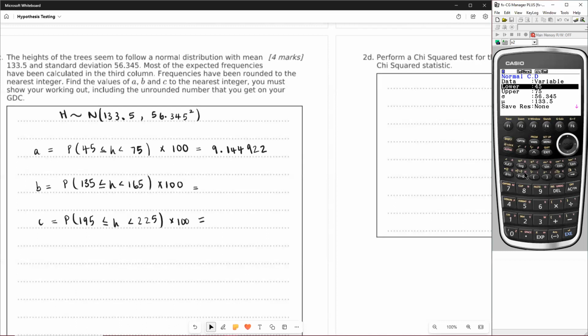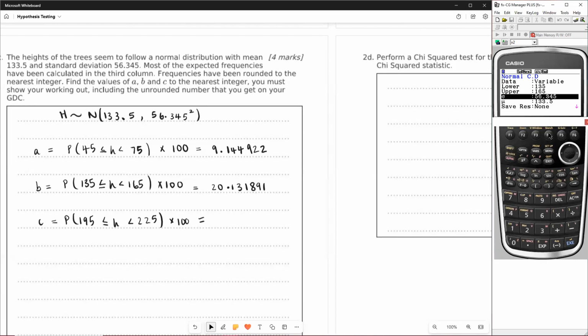For the next one, we need to put the lower bound as 135, upper bound 165. The standard deviation and the mean remain the same. And the probability is 0.20131891. When I multiply it by 100, it is 20.131891. Okay, let's go back.